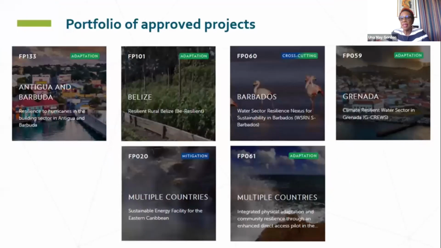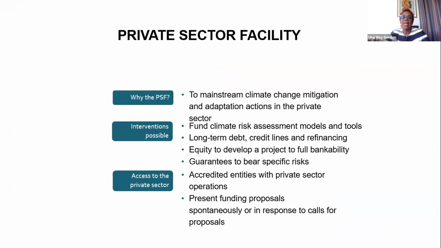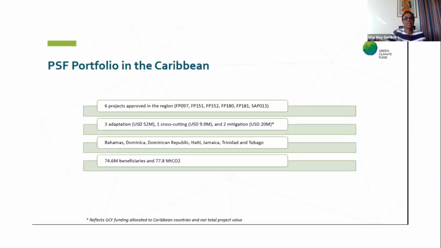In terms of the Caribbean, and I take it home a little bit, we have had some successes in the region. The latest one is the Barbados Water Project, which was approved at the last board meeting just 2 weeks ago, which was put forward by the 5 Cs. And then we have what is called the private sector facility, which I think will become more and more important to the private sector as the transformation takes place.